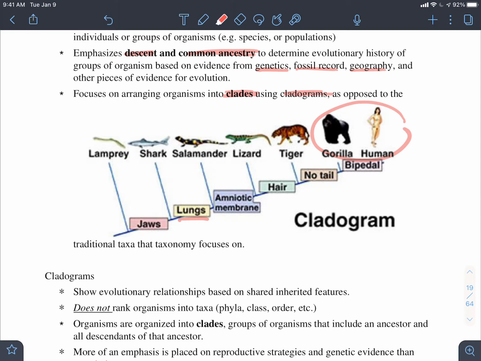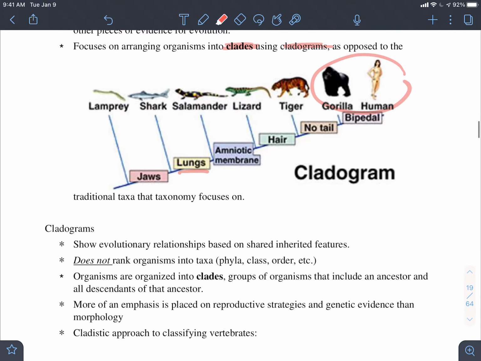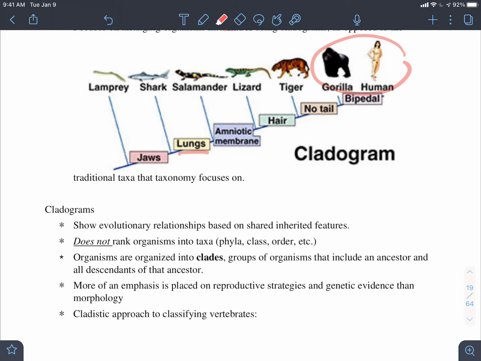And it has the jaws, and it has the lungs, and it has the amniotic membrane, and it has hair and no tail. So in this way, we can get a sort of evolutionary relationship. We can get an idea that in the past, the farthest past we could go in this diagram, we would have an organism that had some sort of characteristics most like a lamprey, and few characteristics that it shared with humans.